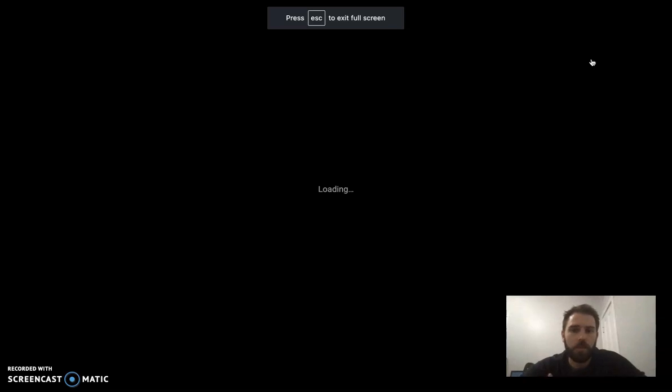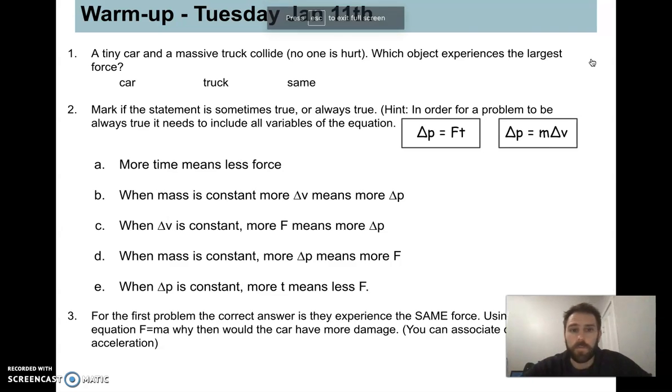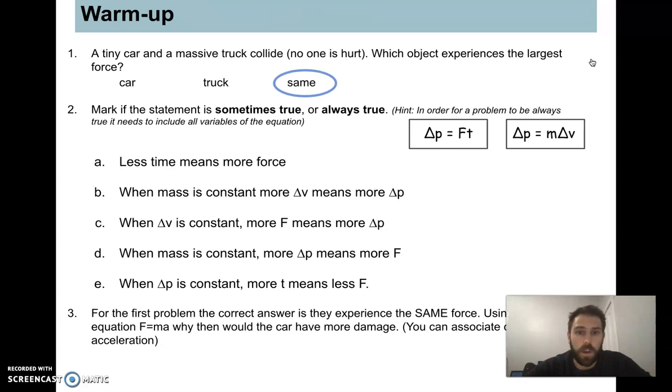So we have a tiny car and a massive truck collide, and it really doesn't matter about their masses. It doesn't even matter how fast they're going when they collide. We know because of Newton's third law that the forces between them are always going to be the same. That's Newton's third law. It's always the same. The force on the truck is the exact same as the force on the car by the truck.